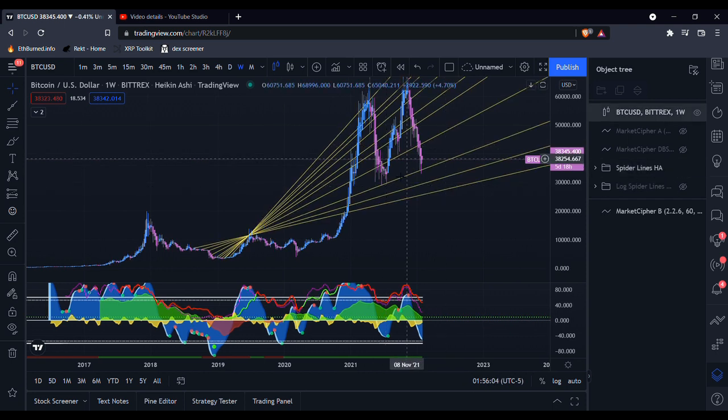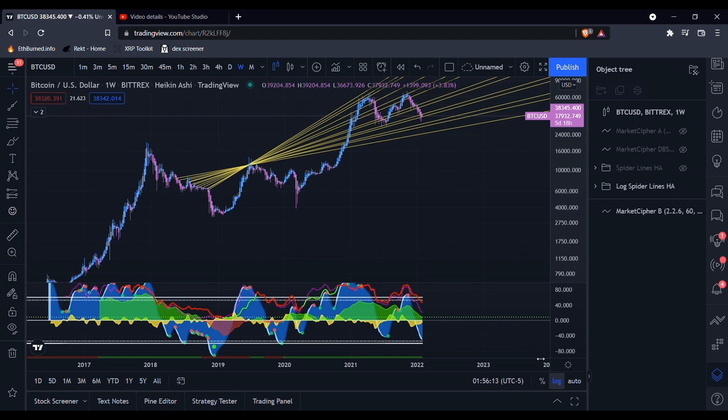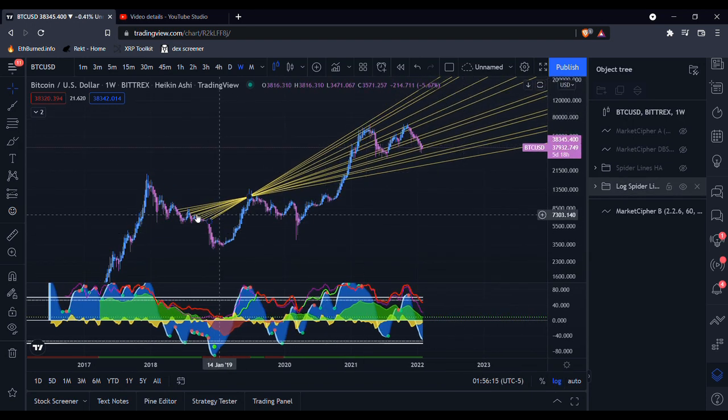Like, for example, here I have spider lines I use when I'm not on log scale. And then these ones, if I turn on log scale, you can see that these ones fit much better for log scale. Really, you just have to draw a lot of them, try it out, and see which ones work the best.